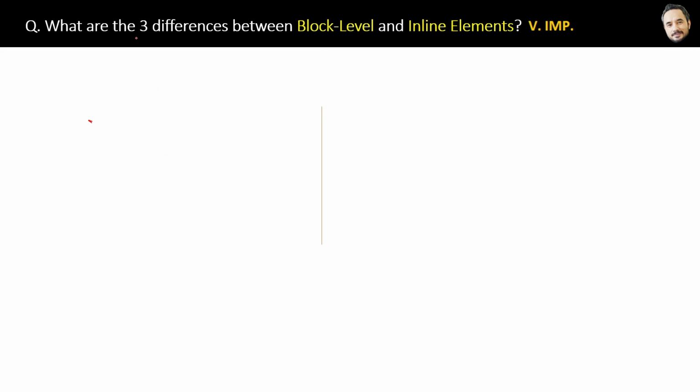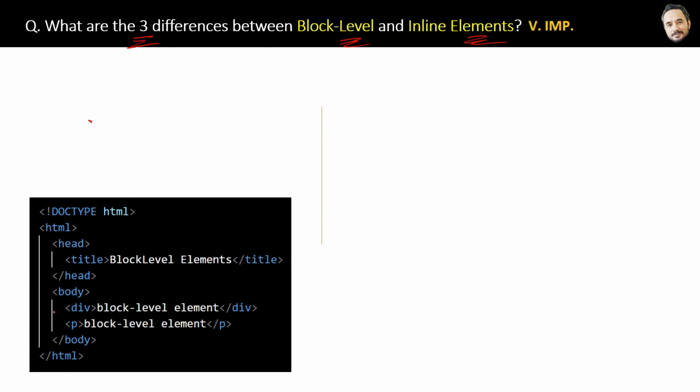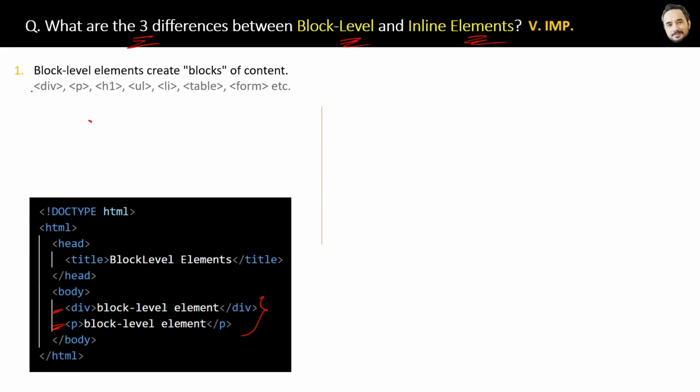What are the three differences between block level and inline elements? Now, there is another category of HTML elements, and maybe you already know this. Here you can see some block level elements. What are block level elements? Block level elements create blocks of content. That's why their name is block level. So for example, div, paragraph, h1, ul, li, table are all block level elements.